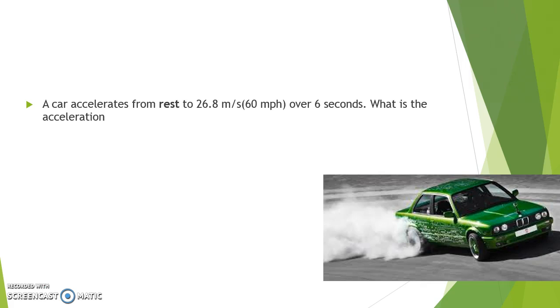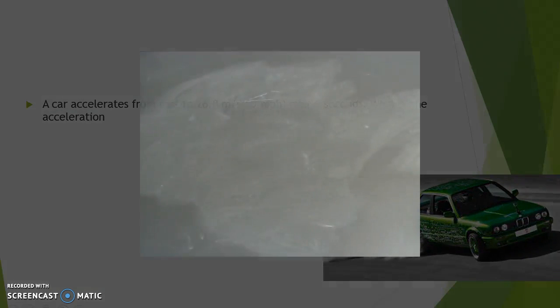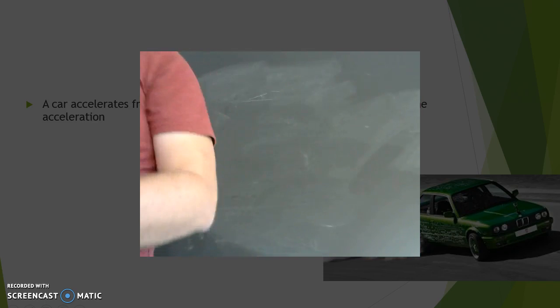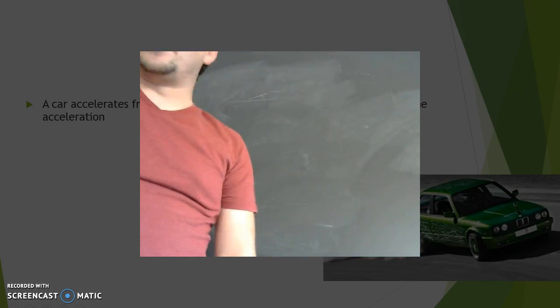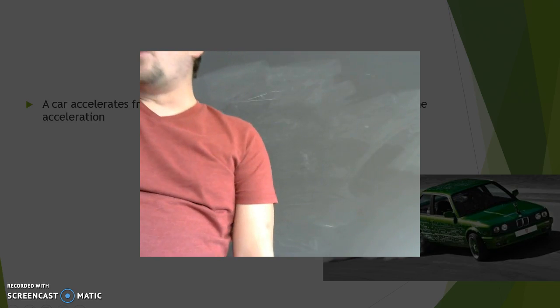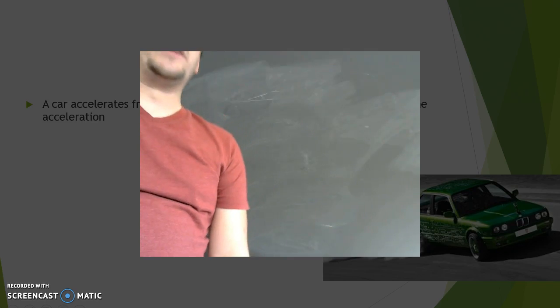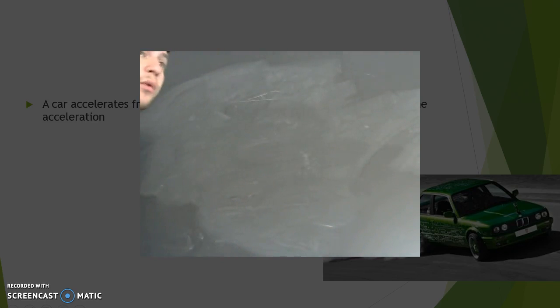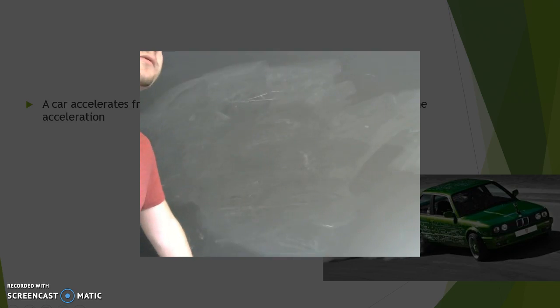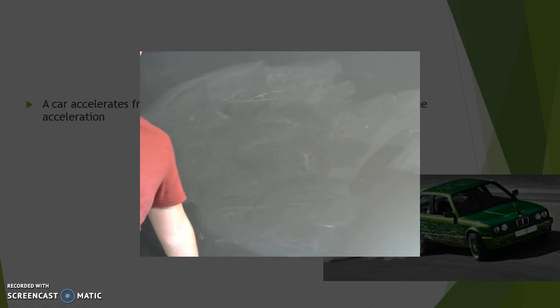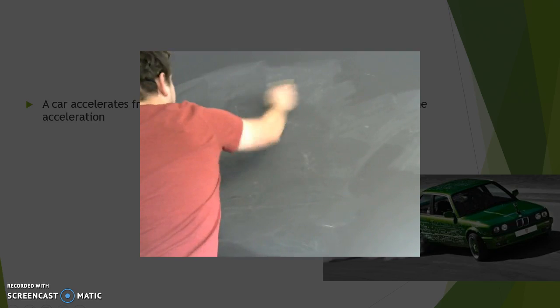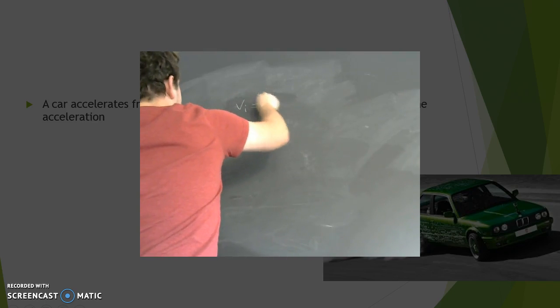Okay, so we're going to look at a few sample problems here just to make sure we know what's going on. Our first one is this acceleration problem. We have a car that's accelerating from rest at 26.8 meters per second over 6 seconds. What is the acceleration? When you're solving a problem, it's really important to write down your knowns before you start doing anything. So in this case, I see the car starts from rest. Rest indicates that the object is starting the problem traveling at 0 meters per second.